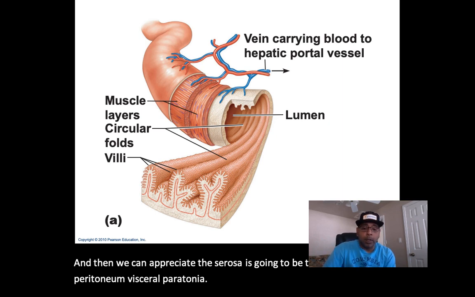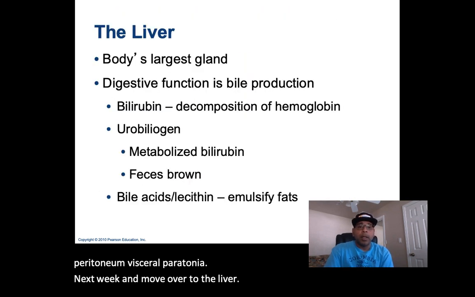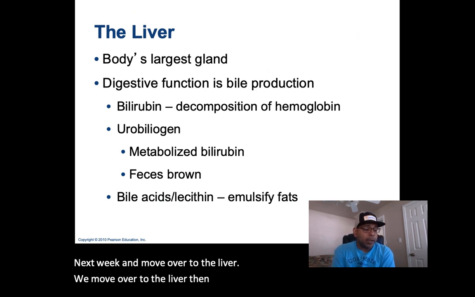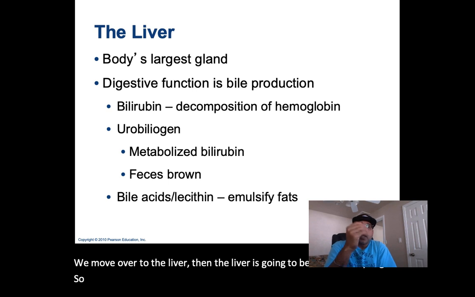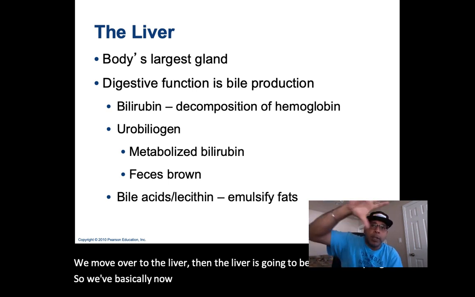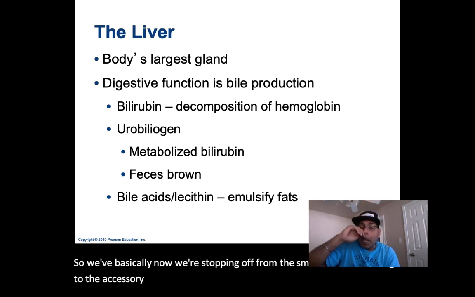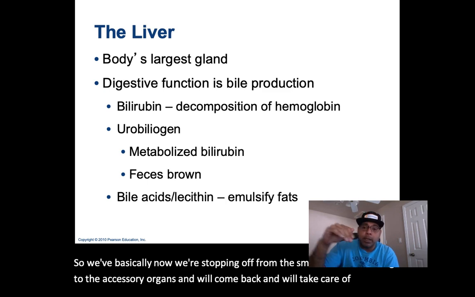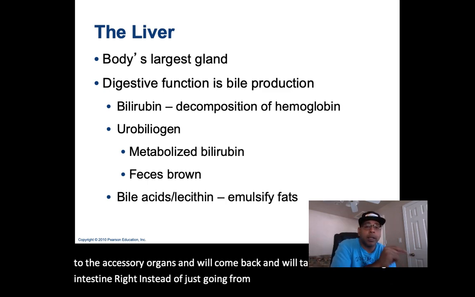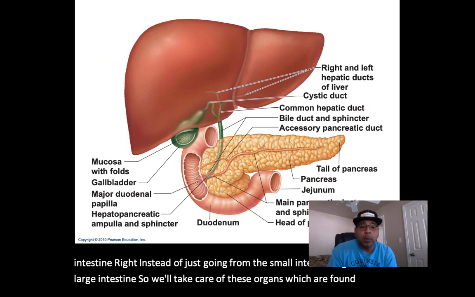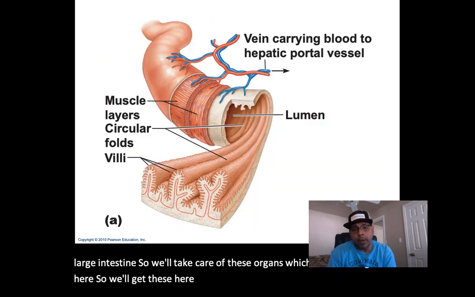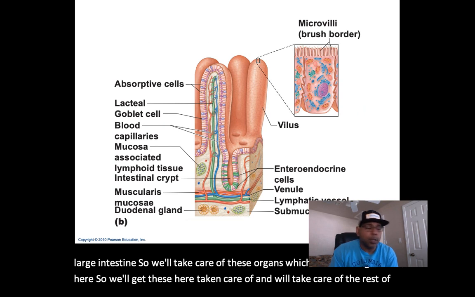Next, then we can move over to the liver. We move over to the liver, then the liver is going to be an accessory organ. So we're stopping off from that small intestine, moving to the accessory organs, and we'll come back and take care of that large intestine, right? Instead of just going from the small intestine right to the large intestine. So we'll take care of these organs which are found right near here, and then we'll take care of the rest of that GI tract.